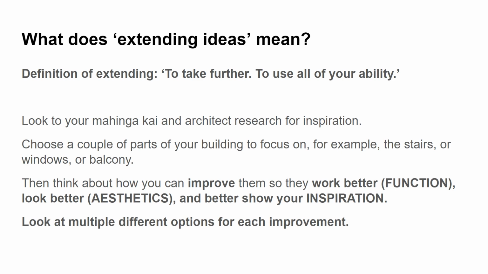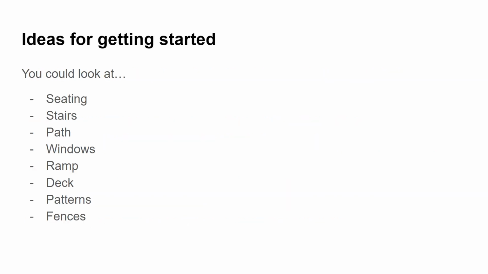So you're going to look to your mahinga kai and architect research for inspiration. And you're going to choose a couple of parts of your building to focus on, for example, the stairs or the windows or the balcony. Then you're going to think about how you can improve them so they work better, look better, and better show your inspiration. So you're going to look at multiple different options for each improvement.